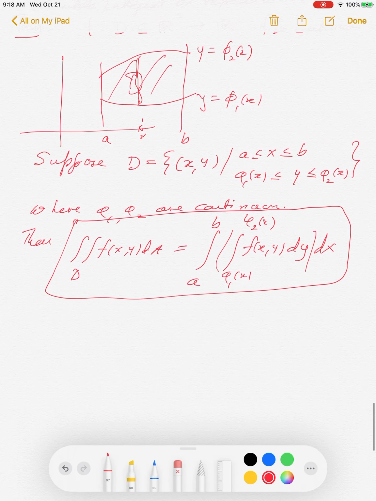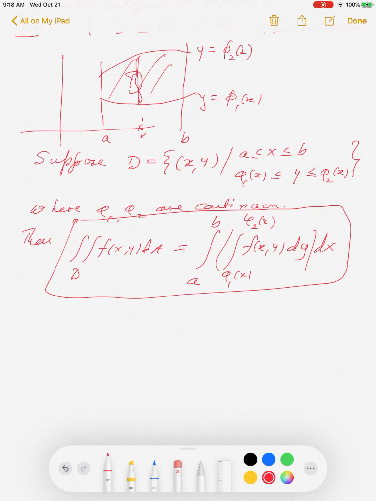So the proof of this I'm not going to give, but you can see how it is going to be. Fixing an x, you are integrating on the vertical line, and then you move this vertical line to cover this entire region D. That's how. So it is conceivable why these two things should be equal. That's not a proof, but gives you some feeling about why it should be true.